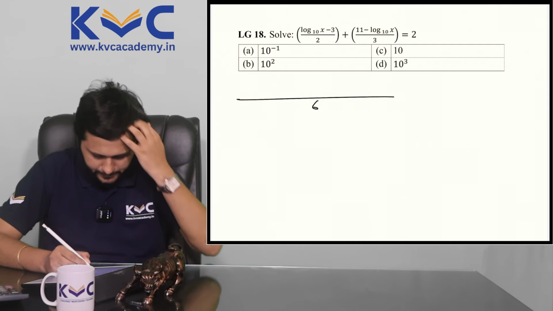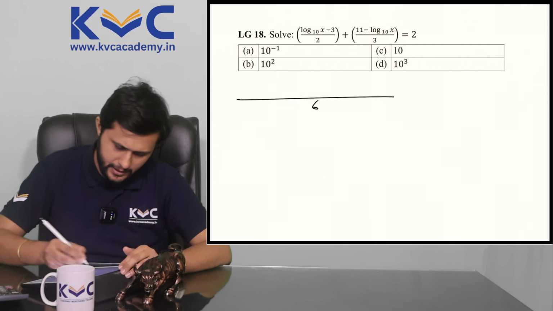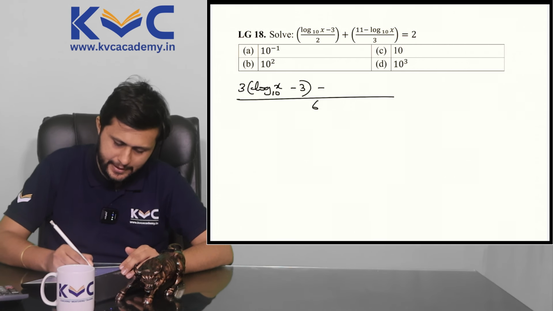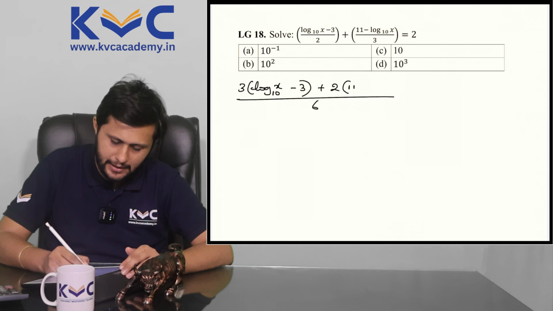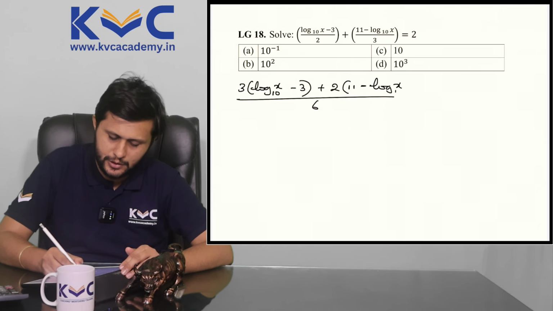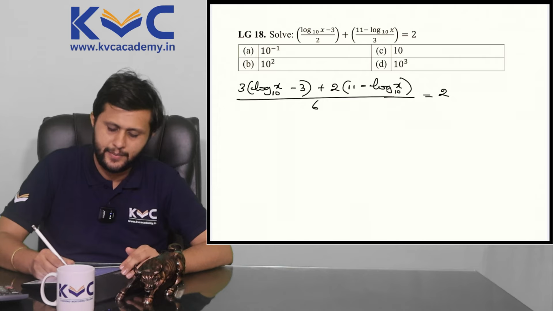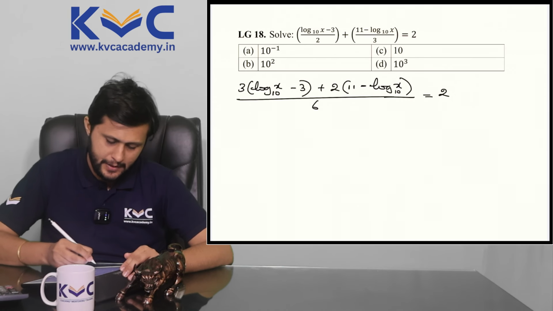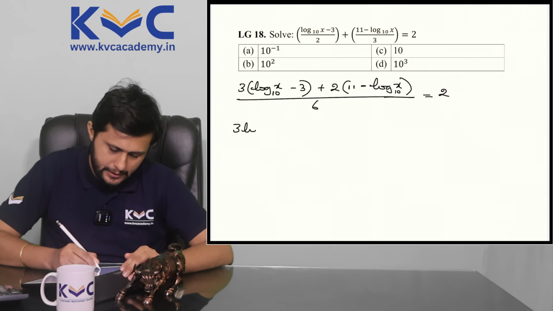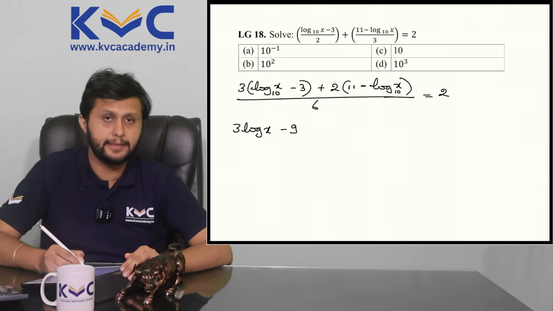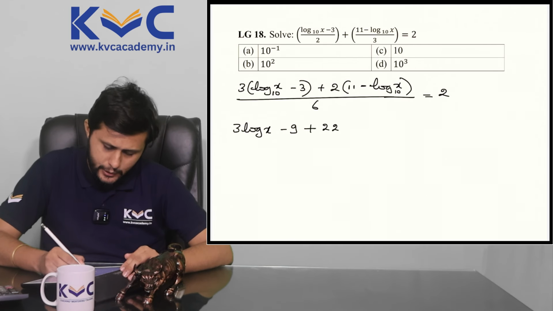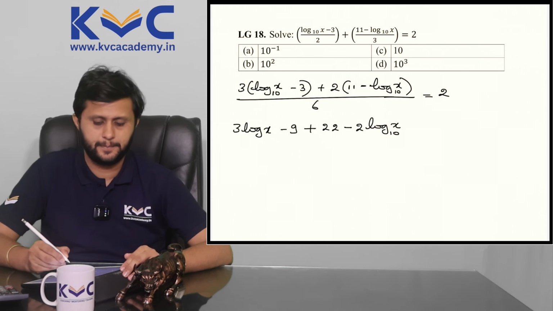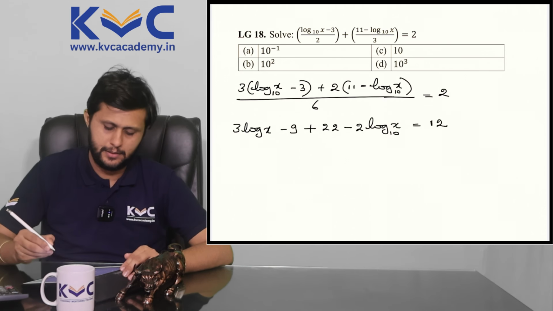Cross multiplication now. We have 3 times log x to the base 10 minus 3 plus 2 times 11 minus log x to the base 10. And on the other side we have equal to 2. Cross multiply, 6 2s are 12. Open the bracket at the same time. 3 log x minus 9 plus 22 minus 2 log x to the base 10 equal to 12.